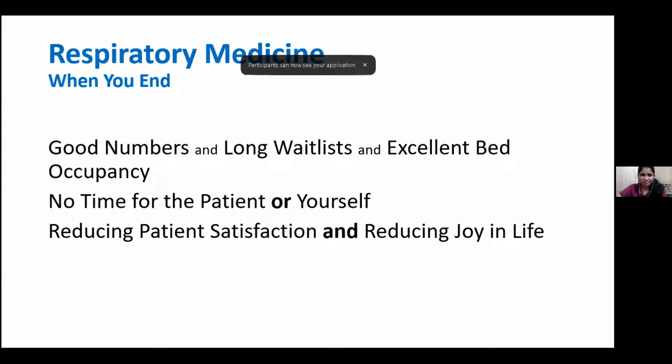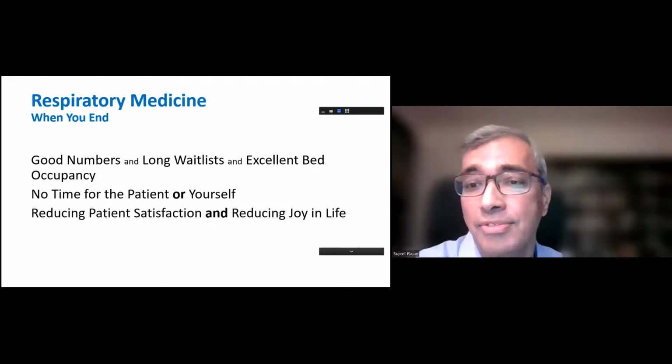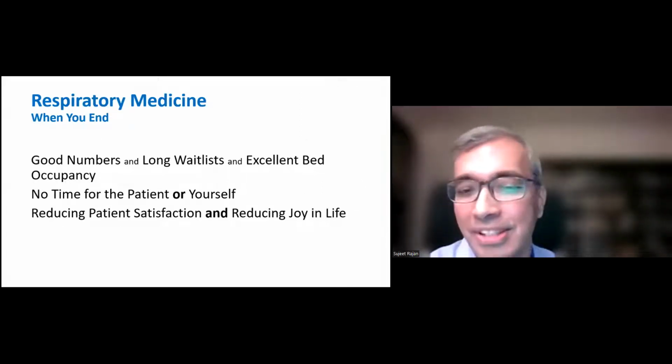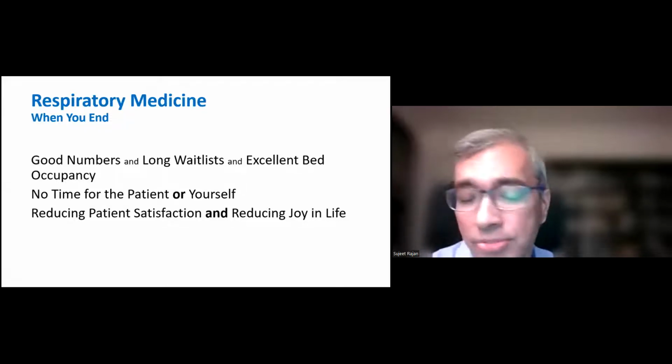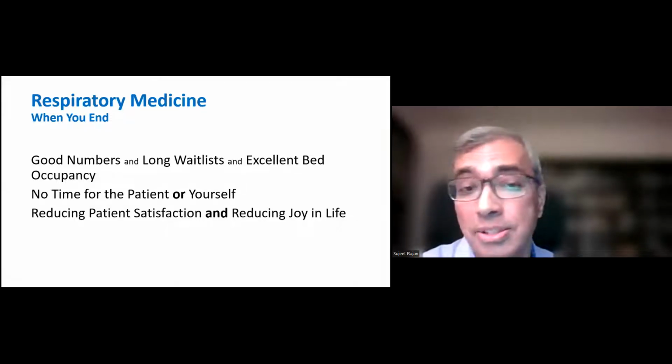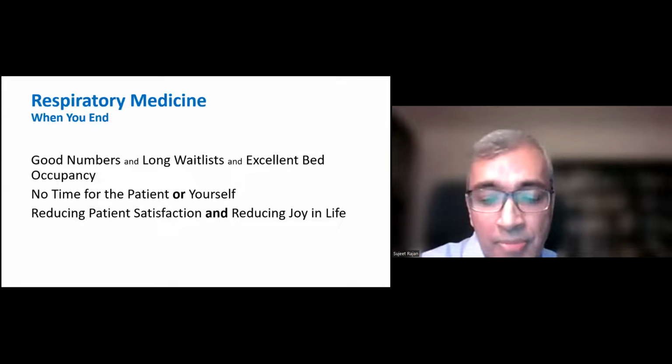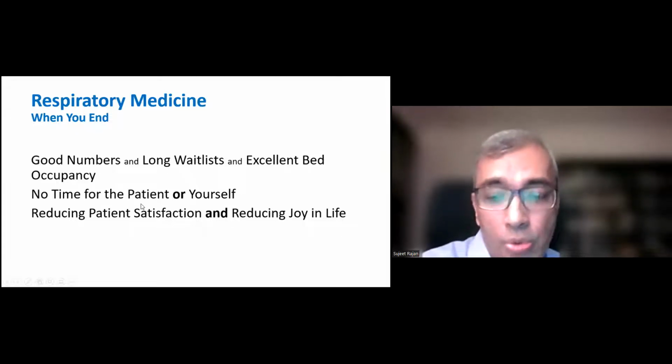So as you end your practice, you don't have just reduced patient satisfaction, you actually have reduced joy in life in general. And that's hardly a way to end a respiratory physician's career. And I see a lot of people having had this experience, and I don't want this group, and especially the younger people in the group, to go through this.